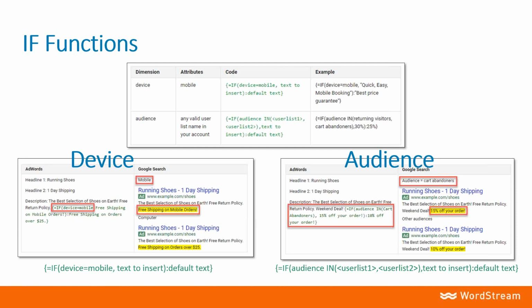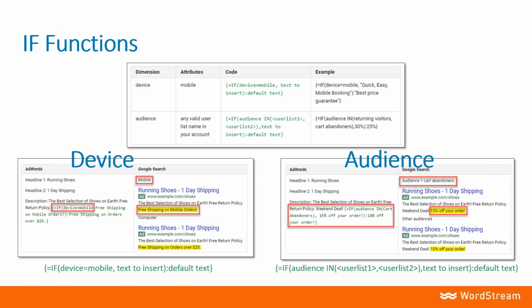They're using cart abandoners as the audience for which it will change. It increases the percentage off on the order for those customers, versus somebody else who may have triggered the text ad getting 10% off. They're getting 15% off now. Again, it creates urgency.